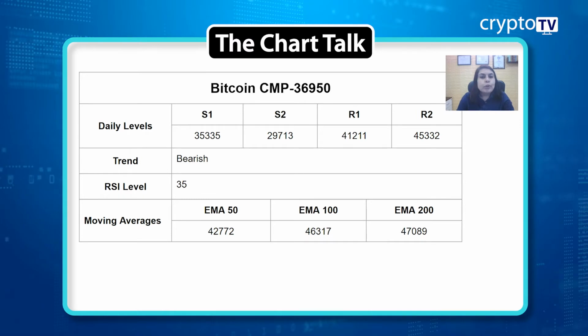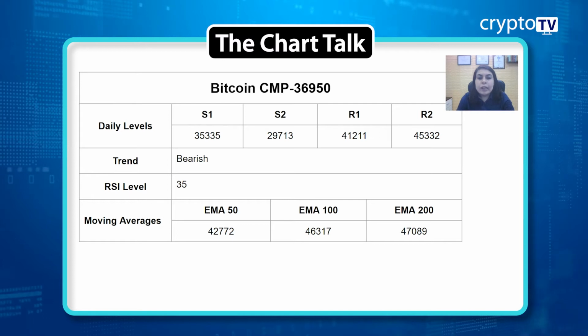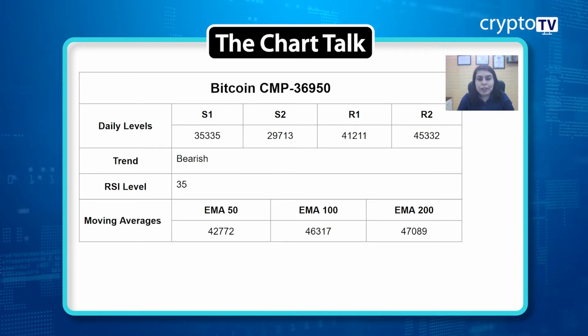Now, the 50 EMA stands at 42,772. If you look at the 100 EMA, the level comes out to be 46,317. 200 EMA stands at approximately 47,100. So the current market price of Bitcoin is far below all the three moving averages, which confirms that we are in a downtrend.